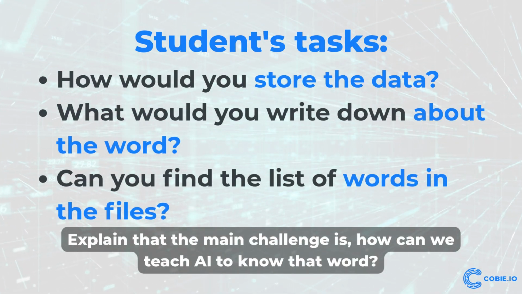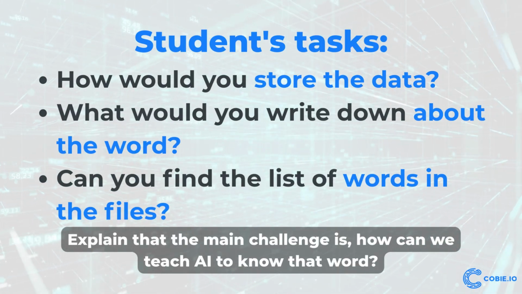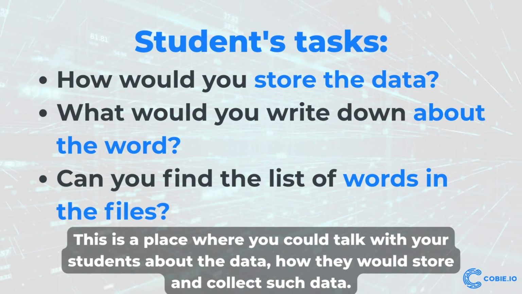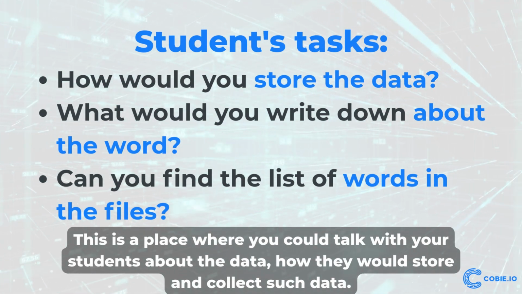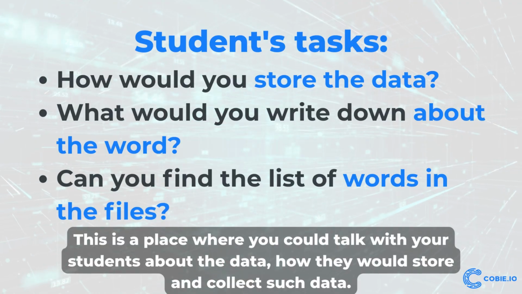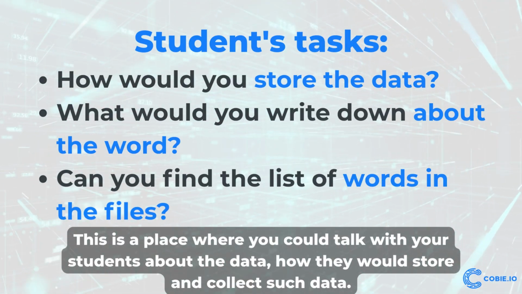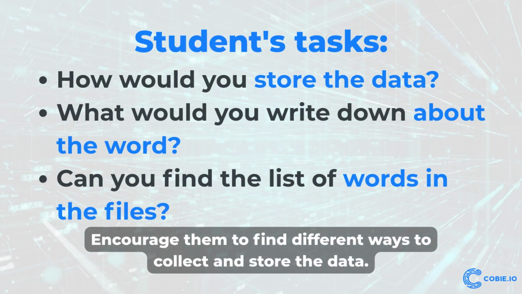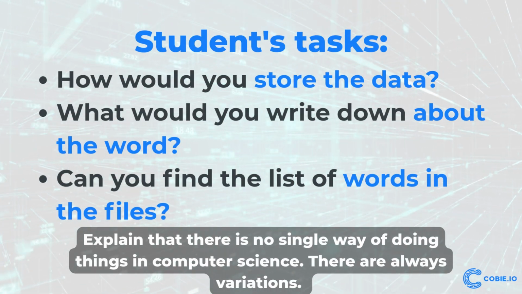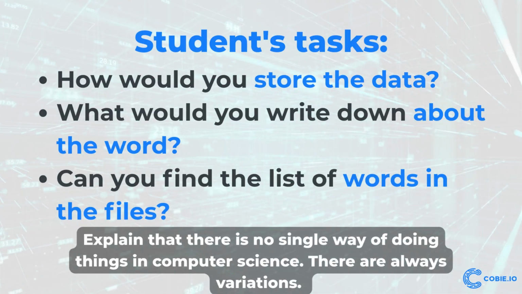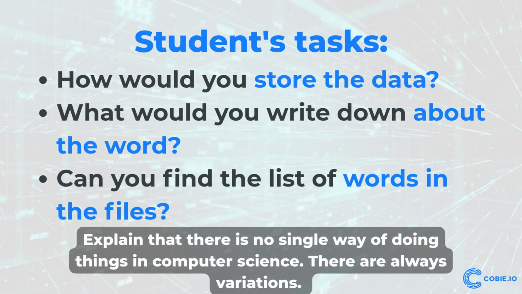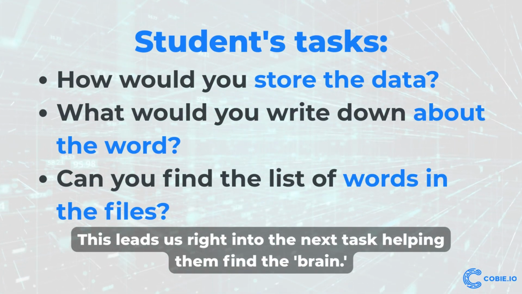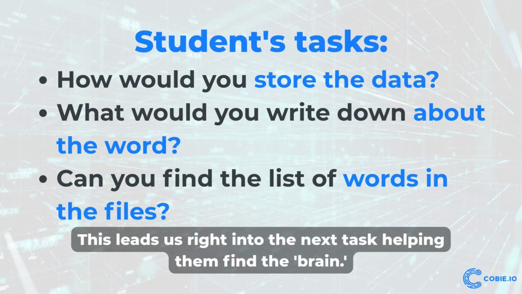Explain that the main challenge is how can we teach the AI to know that word? This is a place where you could talk with your students about the data, how they would store and collect such data. Encourage them to find different ways to collect and store the data. Explain that there is no single way of doing things in computer science. There are always variations.